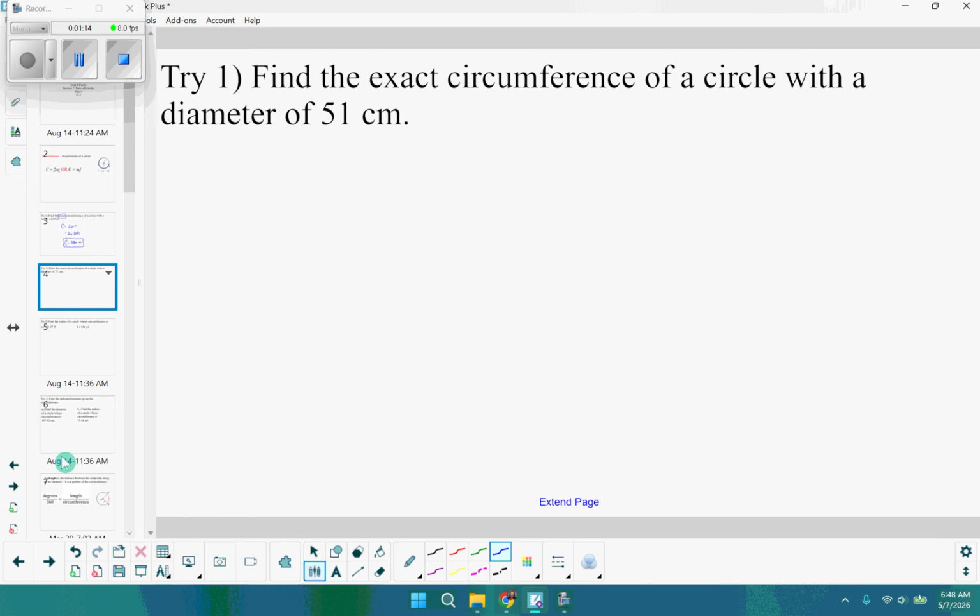So you can go ahead and do try 1, pause. The answers are posted in the blank notes.